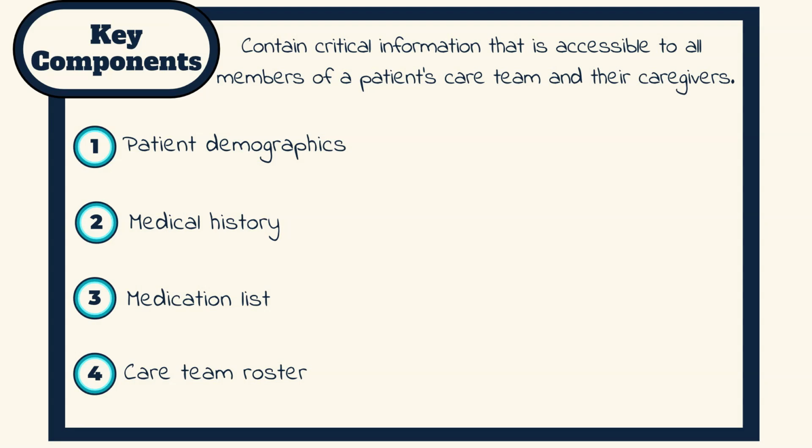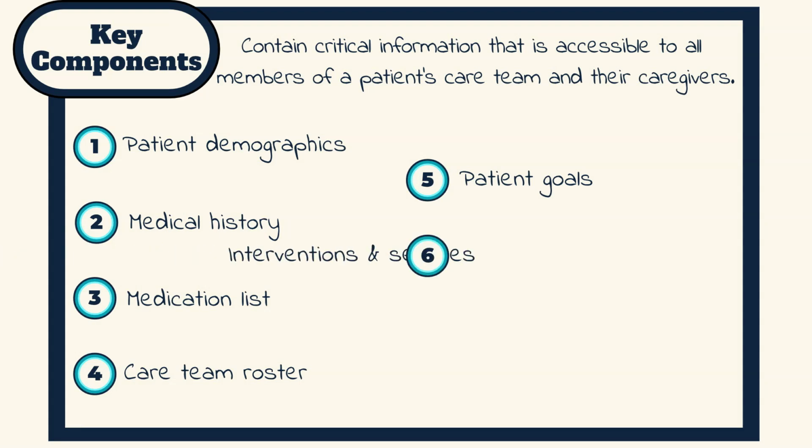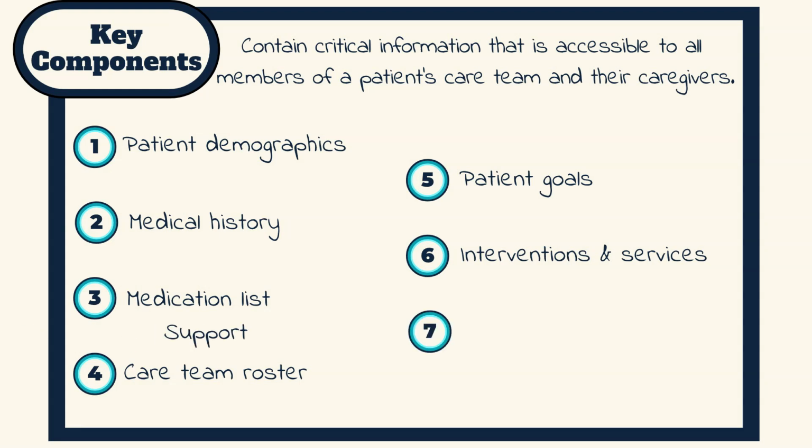a care team roster, with contact information for all healthcare providers and specialists involved in the patient's care; the patient's goals, with a clear statement of the patient's desired outcomes and preferences; interventions and services, which are the specific actions the care team and patient will take to meet the goals; and community and social supports, such as referrals to non-medical services, such as food banks or transportation assistance, that address social determinants of health.